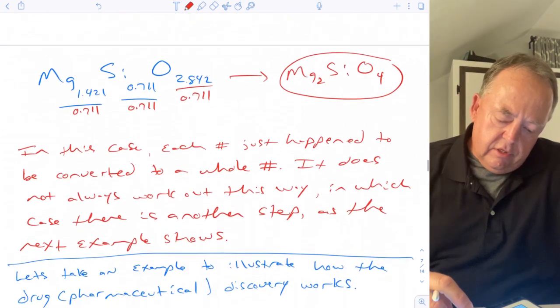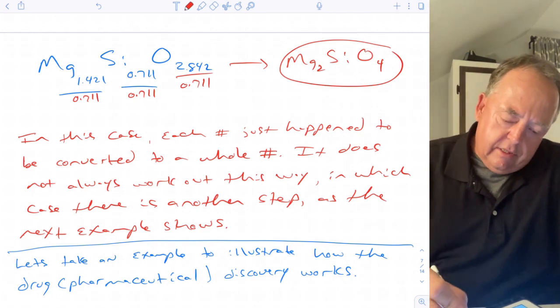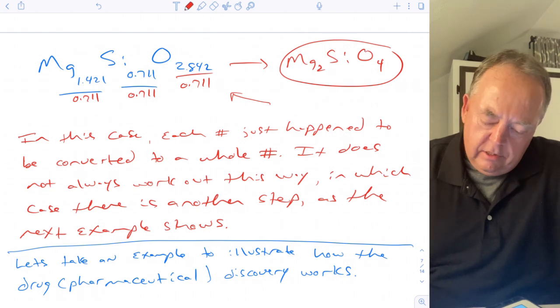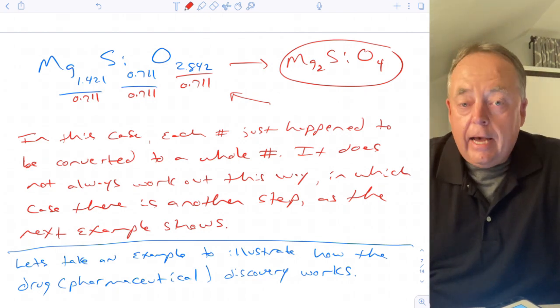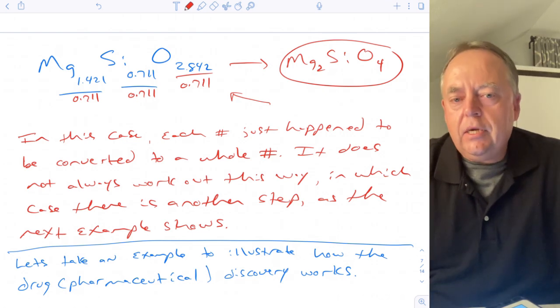In this case, each number just happened to be converted to a whole number when we did this. It doesn't always work out to be the case, and the next example will illustrate that. If it doesn't work out to whole numbers when you do this, then there's one extra step that you have to do.